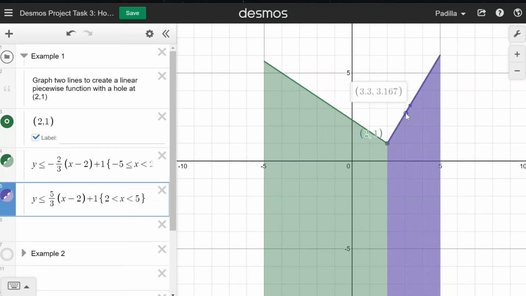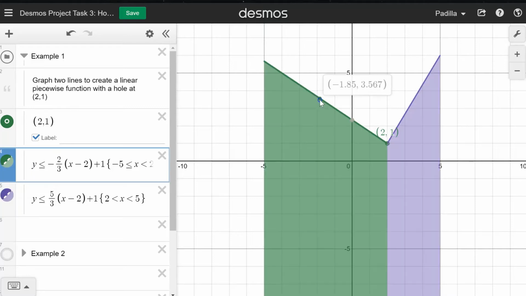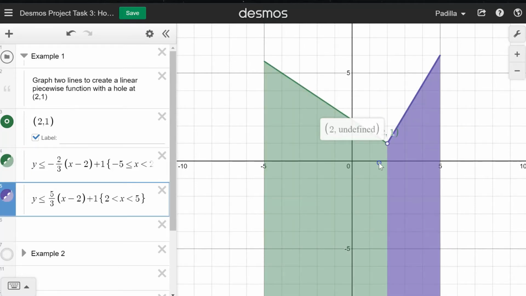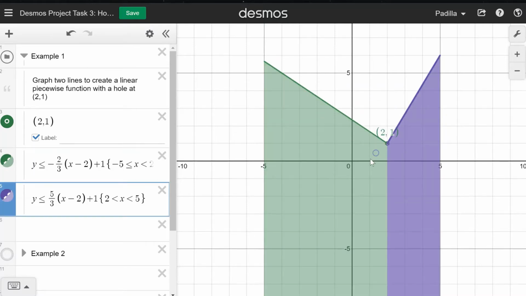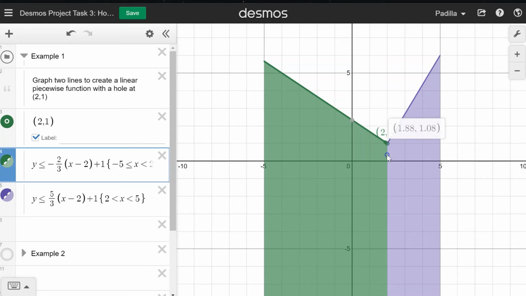If we check both of our lines here, both of our inequalities, you'll see that both of them have that undefined point where the two lines meet. So we have created a piecewise function that has a removable or a hole discontinuity.